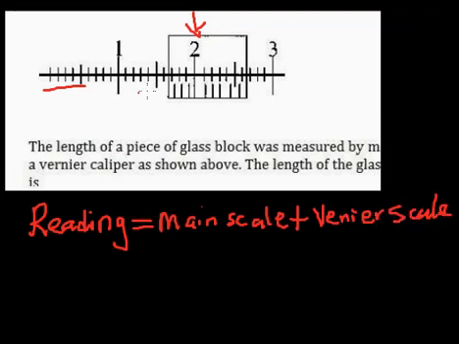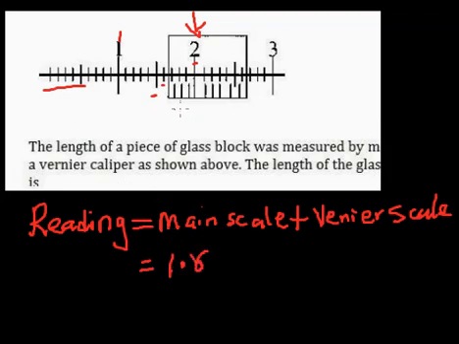So where am I taking the reading from the main scale? Look at the main scale here. This is 1, this is 2 on the main scale. Then this is 1.5, the midpoint between 1 and 2. So I have 1.6. The main scale is giving me 1.6.